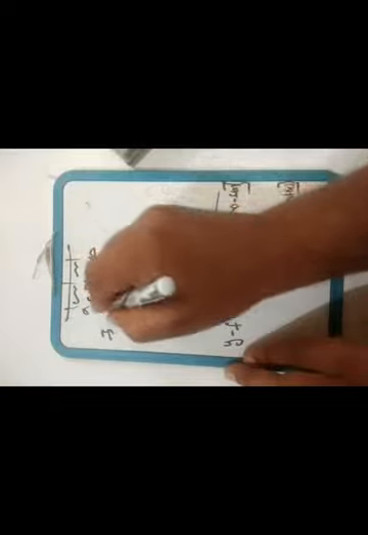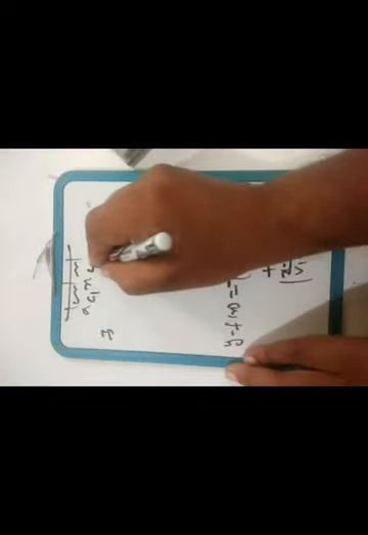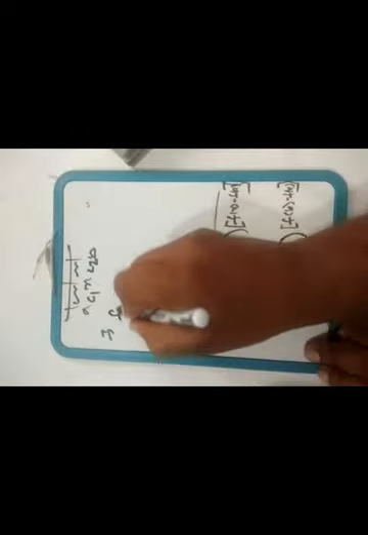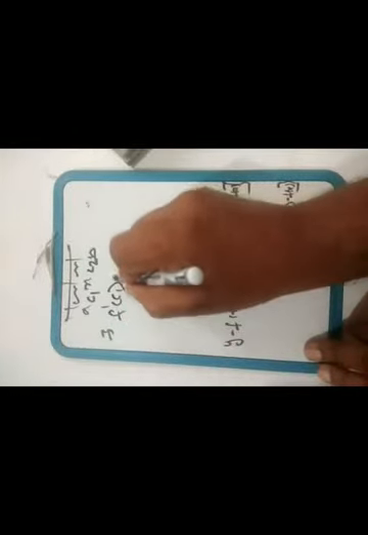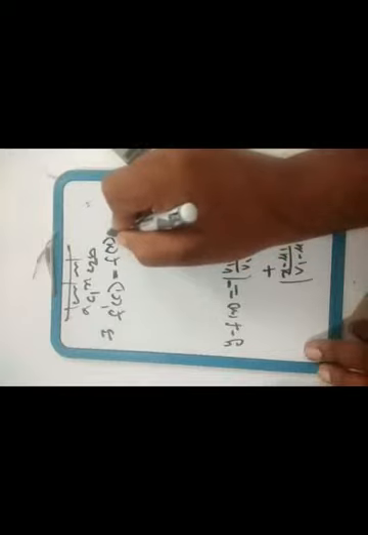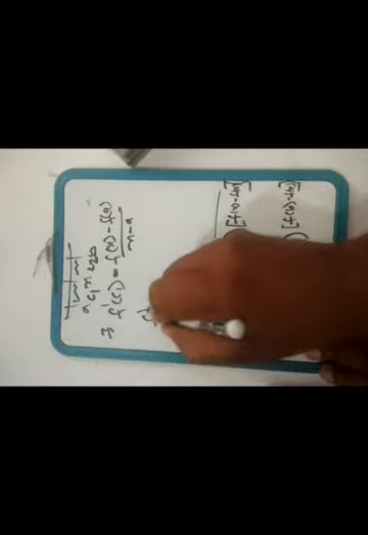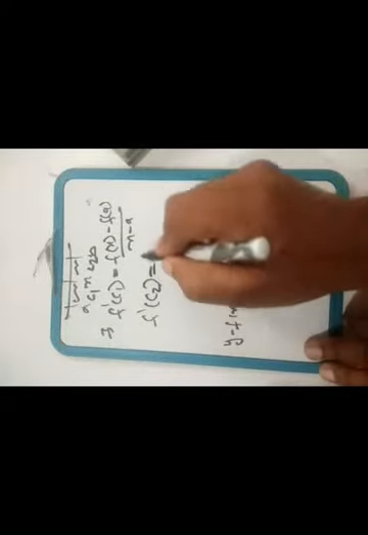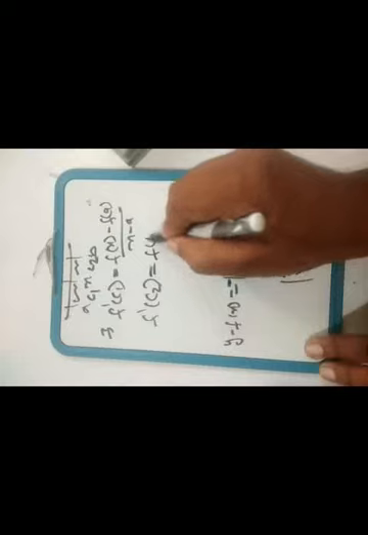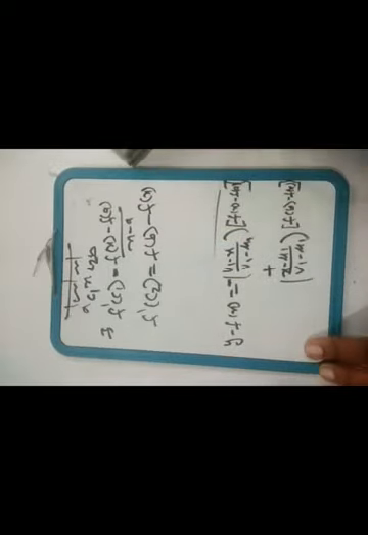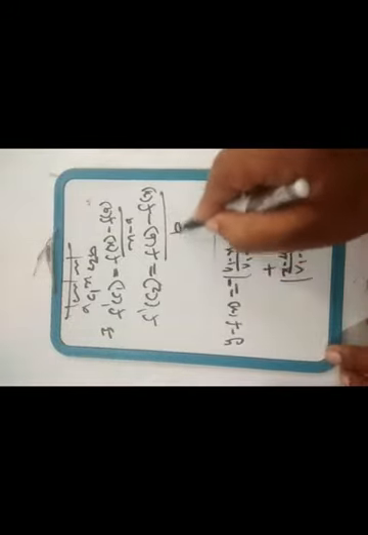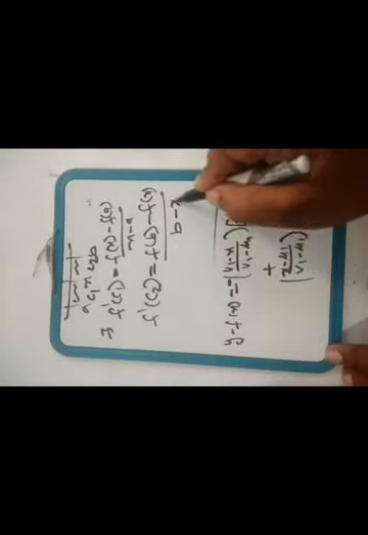Here C1 belongs to the open interval (a, x), and C2 to the open interval (x, b), such that f dash of C1 is equal to (f of x minus f of a) upon (x minus a), and similarly f dash of C2 is equal to (f of b minus f of x) upon (b minus x). Let's substitute this value.